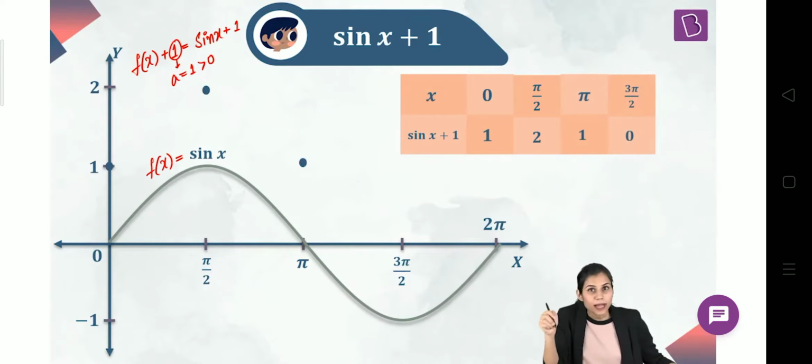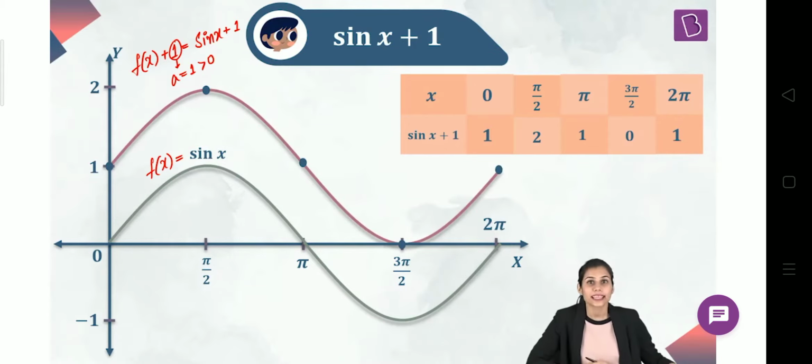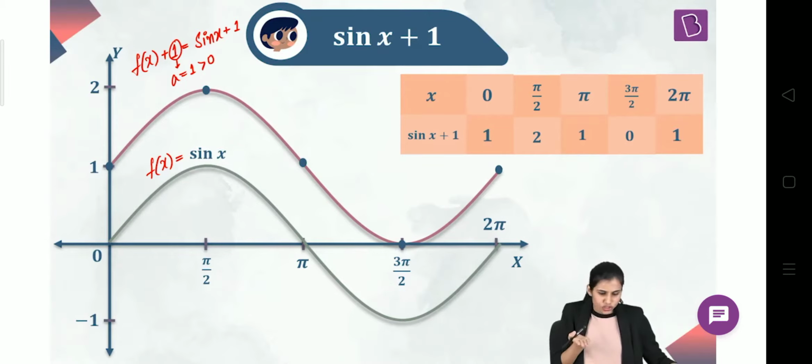Next, I take x as 3 pi by 2, so sin x plus 1 comes out to be sin 3 pi by 2 plus 1, that means minus 1 plus 1, which is 0. Lastly, I take x as 2 pi, so sin x plus 1 becomes sin 2 pi plus 1, which is 0 plus 1, which is simply 1. When I join these points, this is the graph of sin x plus 1 that I get. So right now I have both the graphs sitting in the same Cartesian plane. On comparing, I notice something very interesting. I see that the pink graph is nothing but a shifted version of the green graph in the upward direction.